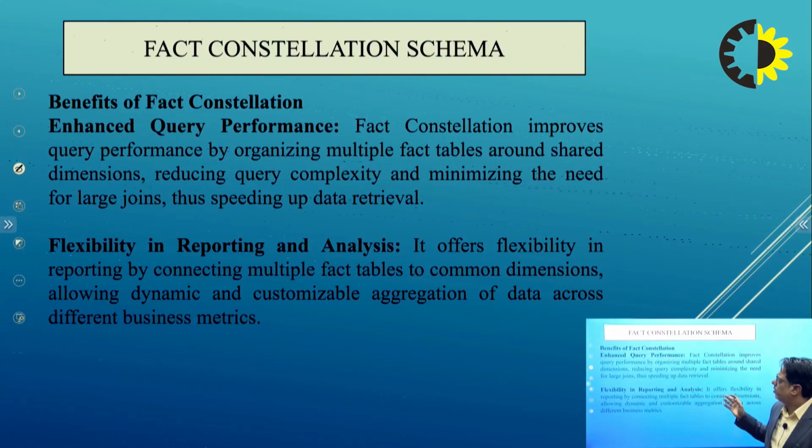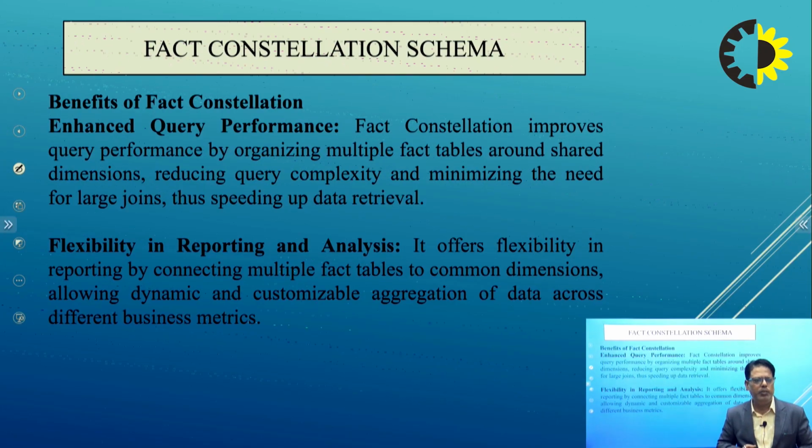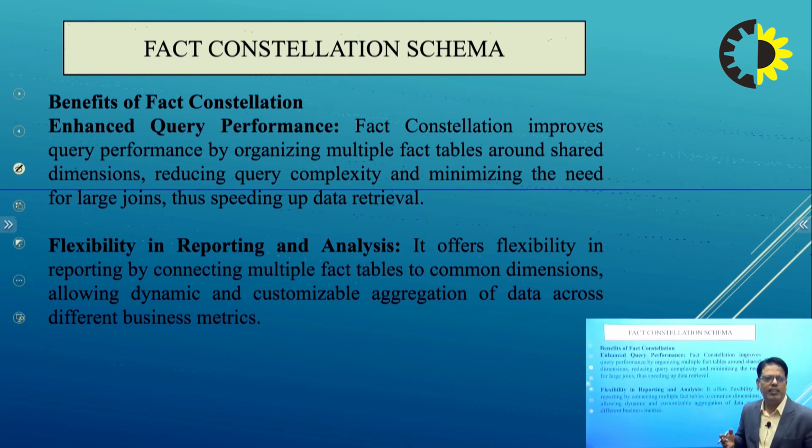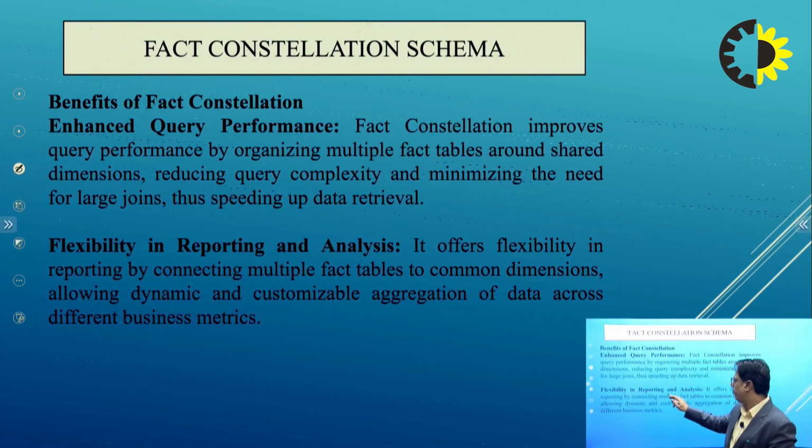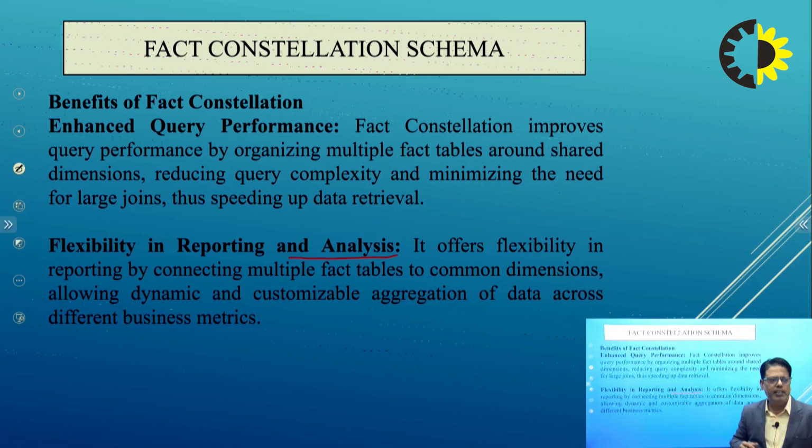Now, here are some benefits of fact constellation schemas. First one is enhanced query performance. If we normalize the data and use more than one fact table, we can enhance the query performance and reduce the response time. If any user needs to fetch data for data analysis, we use the fact constellation schema. Second is flexibility in reporting and analysis. We can easily report and analyze the data according to the fact constellation architecture and schema.